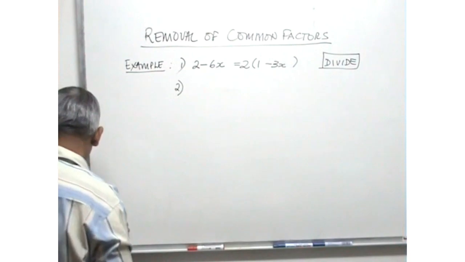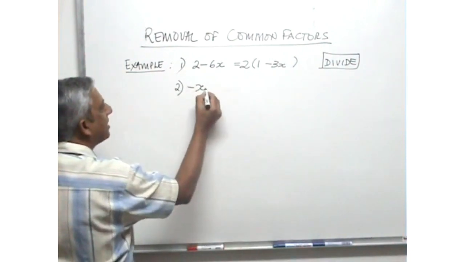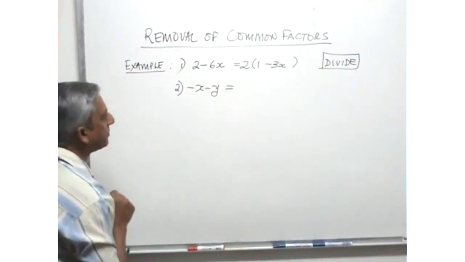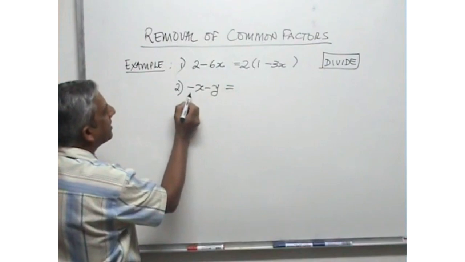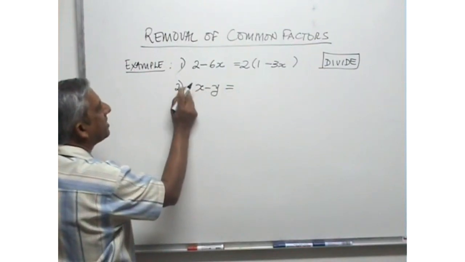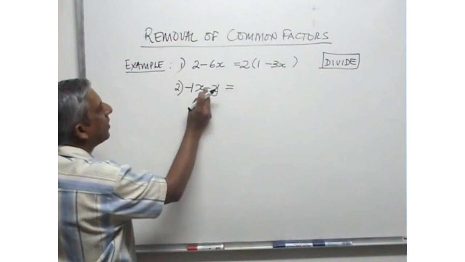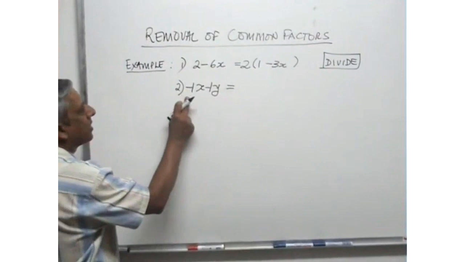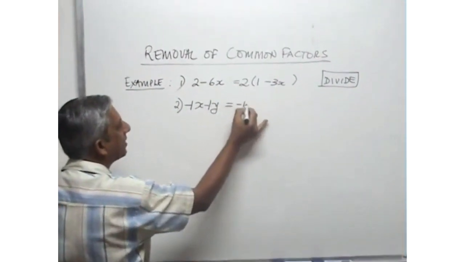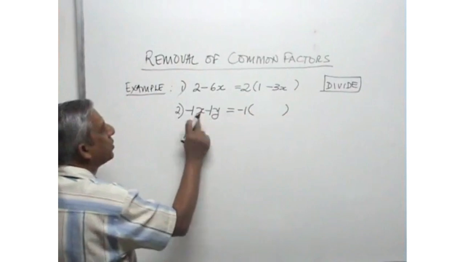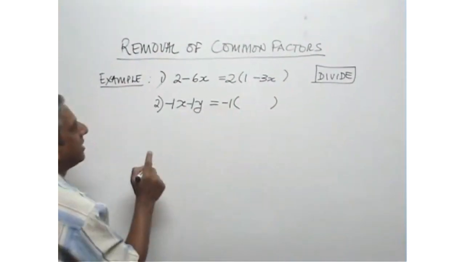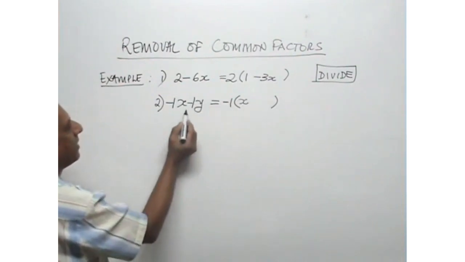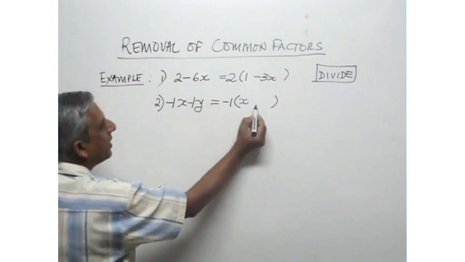Let's do number 2. Number 2, minus x minus y. Now when you study this example very carefully, you will see that there's no numbers here, but really the number is understood. So the number is minus 1. So what is the common factor here? Minus 1. Once again, what do we do with the common factor? We divide. So you divide minus 1x by minus 1, you get plus x. You divide minus 1y by minus 1, what do you get?